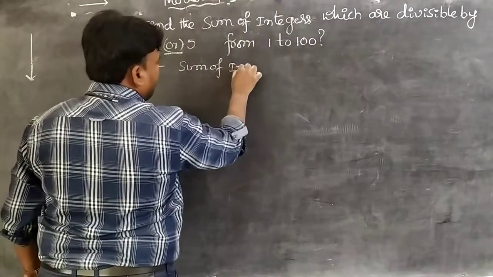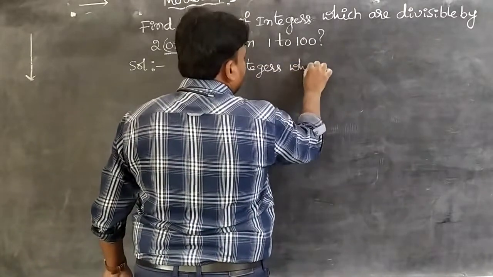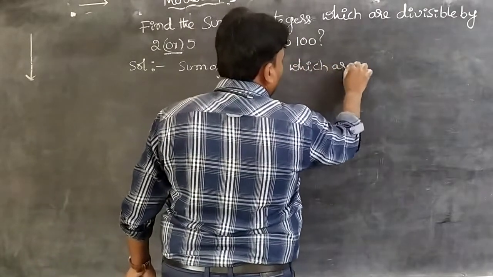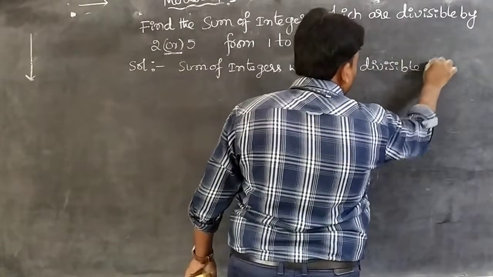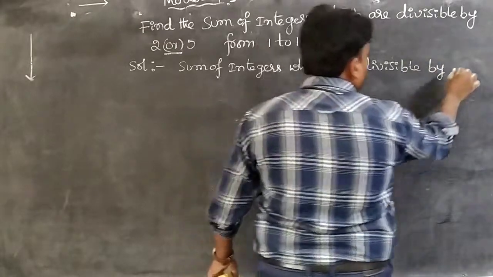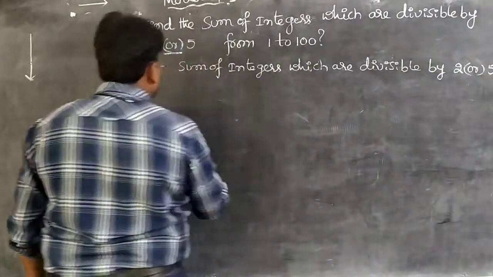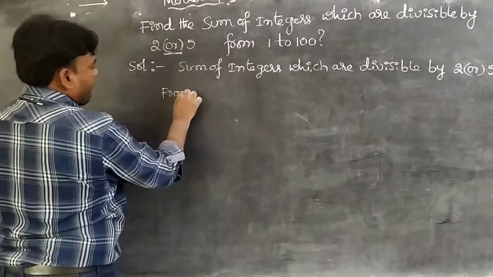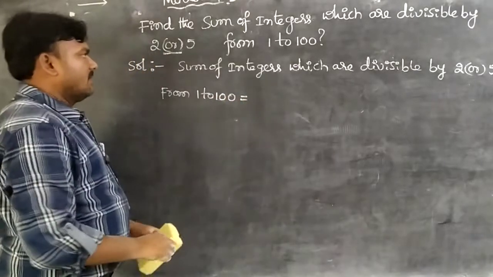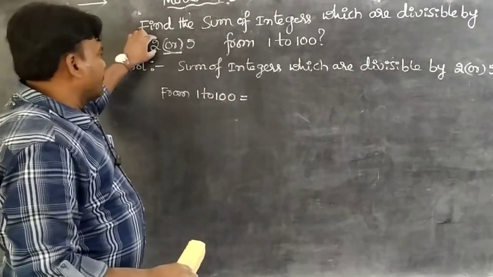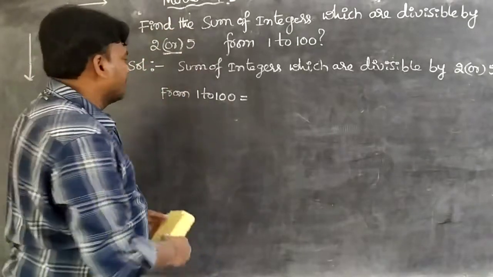Sum of integers which are divisible by 2 or 5 from 1 to 100 equals, okay, first 2's multiples, next 5's multiples, and 2 fives are 10, so 10's multiples are taken, students. So how is it observed?